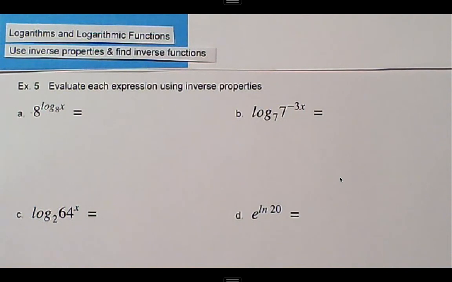We're talking about logarithms and logarithmic functions, and we want to use inverse properties to find inverse functions. Evaluate each expression using inverse properties. So these are some log rules that we just have to remember. If we look at example A, we have 8 raised to the log base 8 of x.